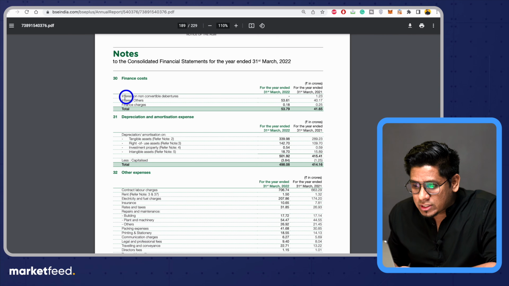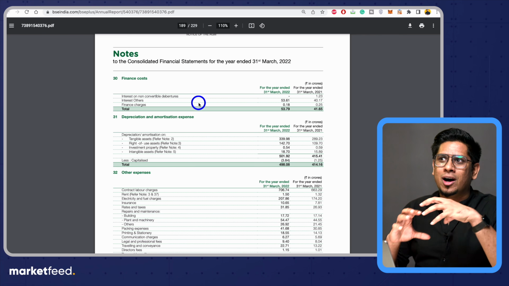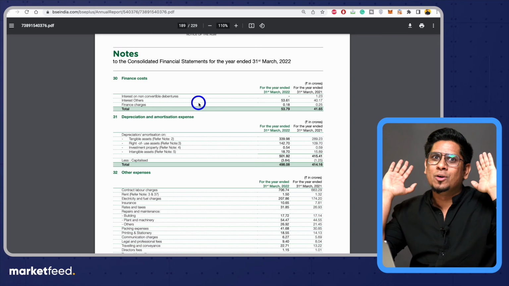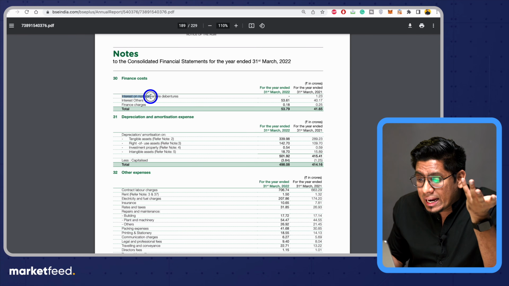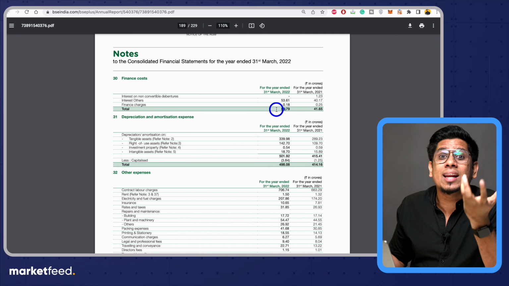Coming down, finance costs, interest on non-convertible debentures, NCDs, right? So a lot of companies actually issue non-convertible debentures. Okay, let me not get into it. Let me not make it complicated. Think that they've actually paid interest in multiple places, and 53 crores is basically interest paid out, right?